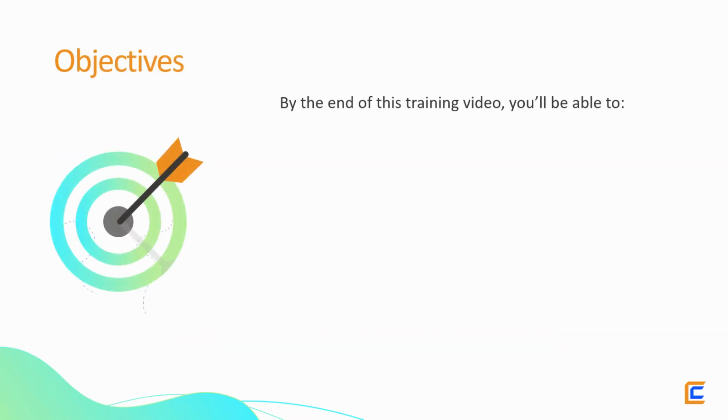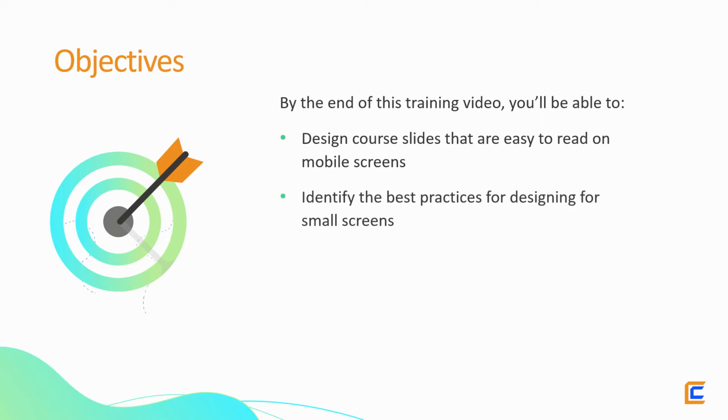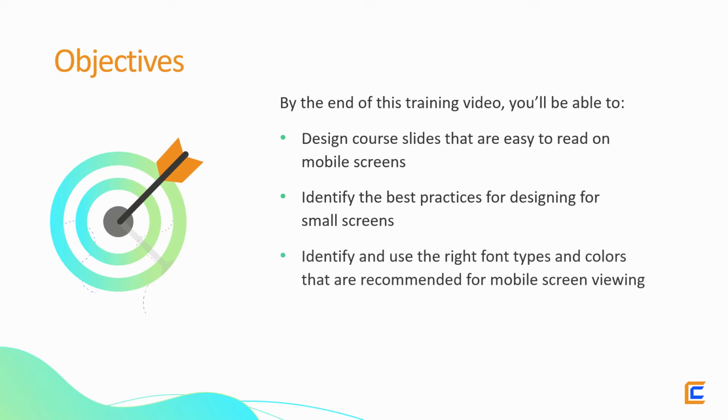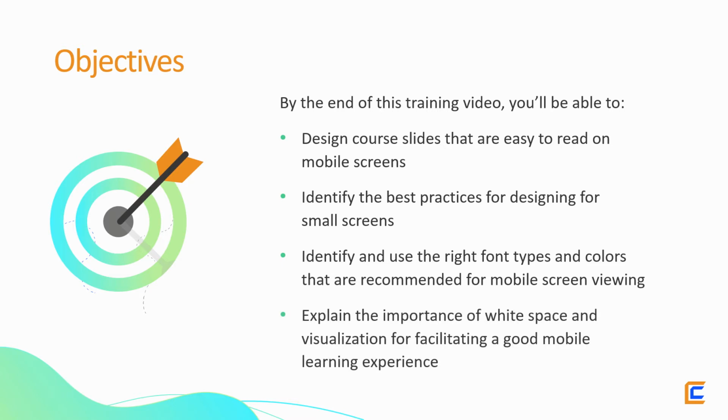By the end of this short training video, you will be able to design course slides or screens that are easy to read on mobile screens. Identify the best practices for designing for small screens. Identify and use the right font types and colors that are recommended for mobile screen viewing. Explain the importance of white space and visualization for facilitating a good mobile learning experience.